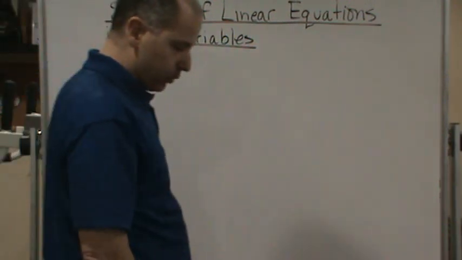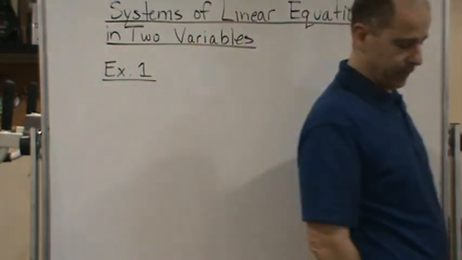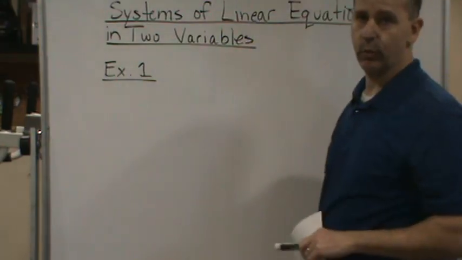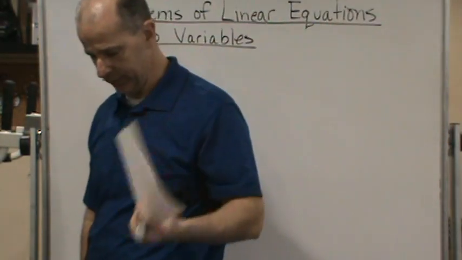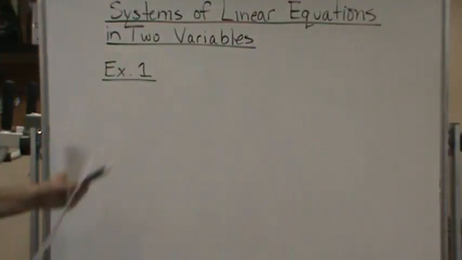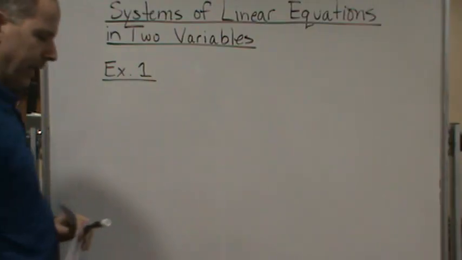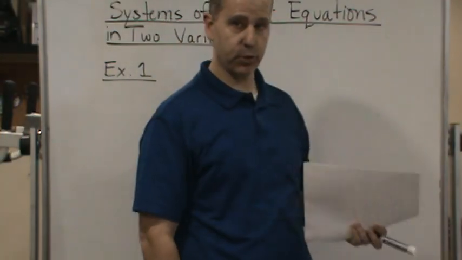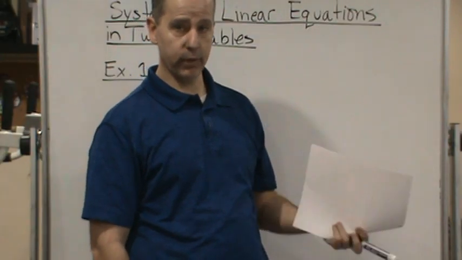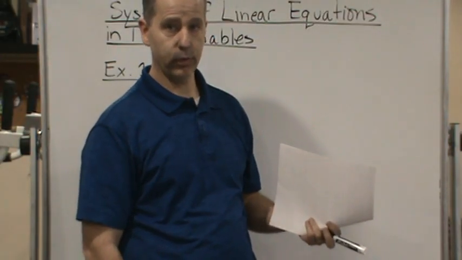So now what we're going to do is start talking about systems of linear equations, and we're going to start with the system of equations where we have two equations with two unknowns. We call this systems of linear equations in two variables. Okay, so we're going to start with the idea of how do we know we have a solution to a system of linear equations in two variables.